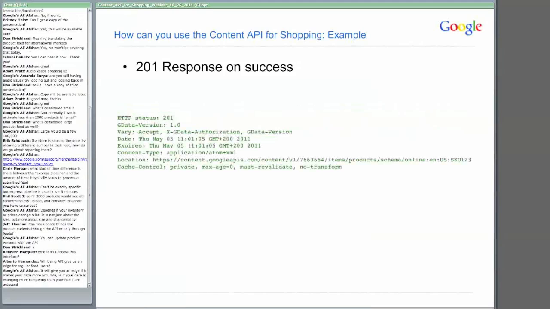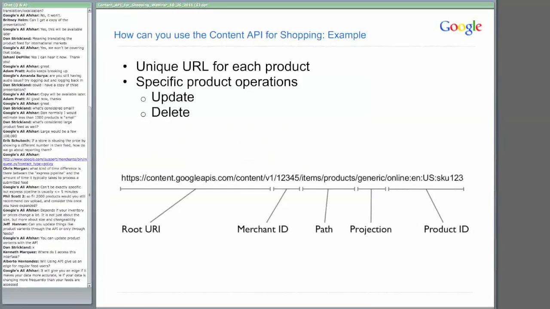So a couple things. At the top, there's an HTTP code, which is 201, which means success. And then also notice at the bottom, there's a location for the particular item that you inserted. That's important. Just take note of that. So that location is a unique URL for the product that you've inserted.